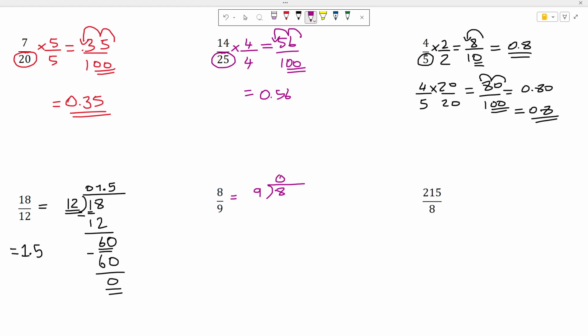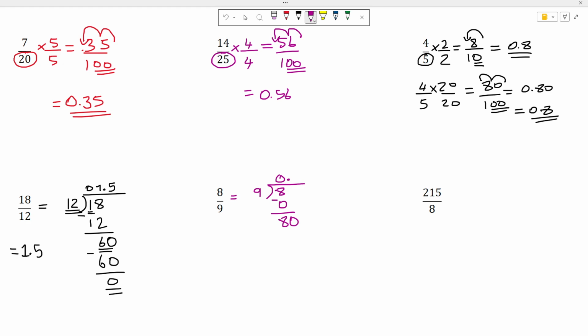Now I'm going to do it step by step so you guys understand it clearly. 9 times 0 is going to give us 0. 8 minus 0 is going to give us 8. Alright guys. Now once we have reached this state, we see that 8 cannot go in 9. So what do we do guys? We're going to add a decimal and we're going to put a 0 right here.